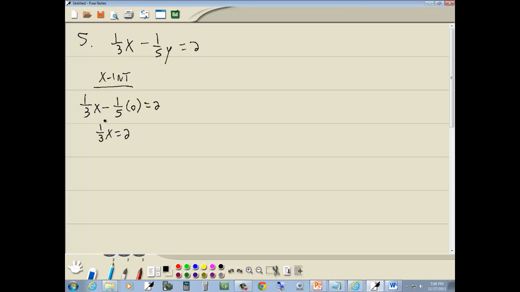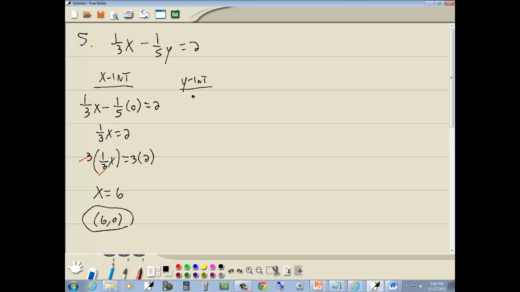Now this is a linear equation. First step, get rid of parentheses, don't have any. Second step, get rid of fractions. Multiply everything by the LCM of all your denominators. We only got one denominator, so our LCM is 3. So multiply both sides by 3. Those 3's cancel. And 3 times 2 is 6, so we get x equals 6. And if I write that in point form, that'd be 6, 0.